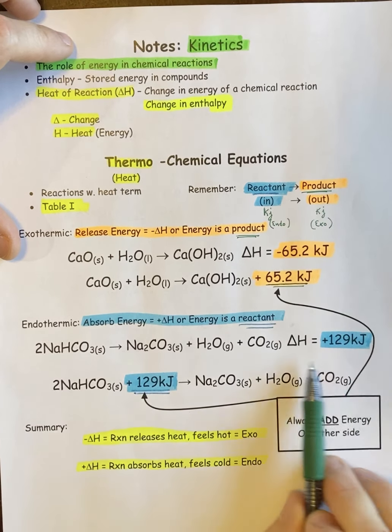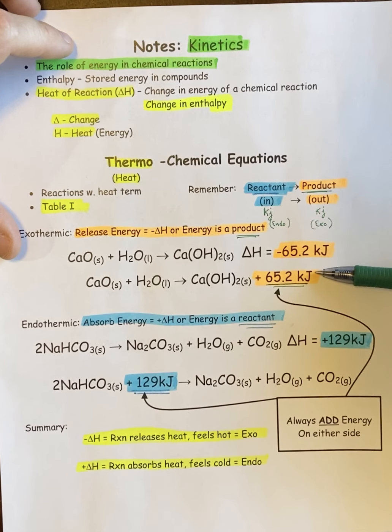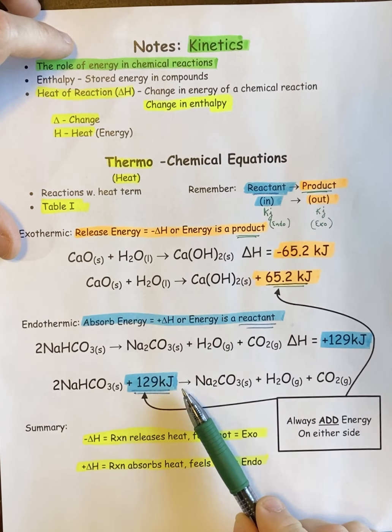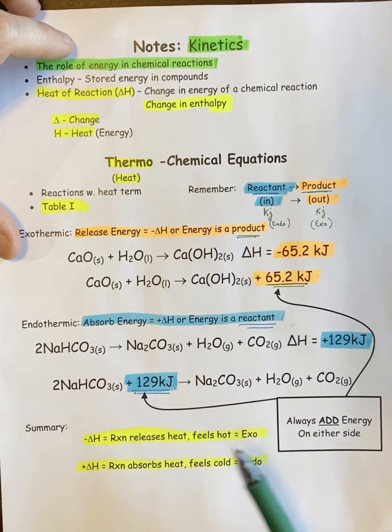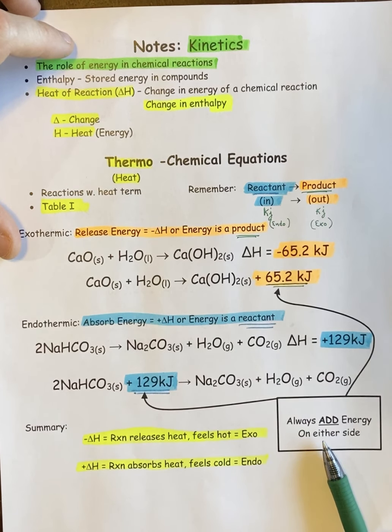And so if you notice, in the exothermic, the energy term is added to the right side of the arrow. And in the endothermic, the energy is added to the left side of the arrow. Okay, but we always add the energy to either side. You're never going to see a negative sign in a chemical reaction at this level.